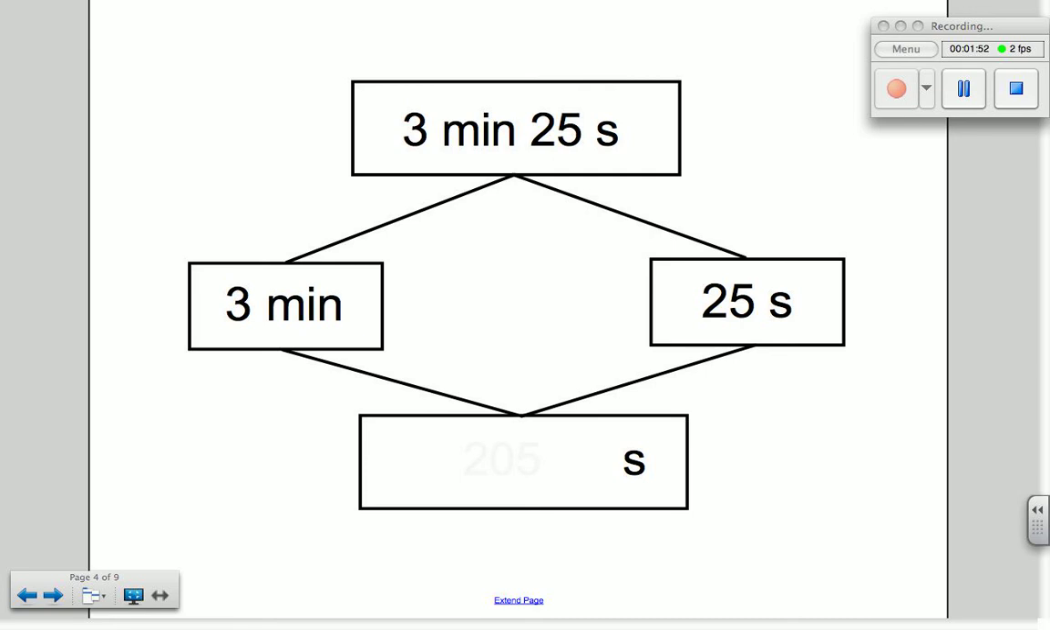Now we're going to take a look at this diagram. We begin in the top box with 3 minutes and 25 seconds. You can see at the very bottom we need to end up with the answer in only seconds. So let's break out the 3 minutes and 25 seconds into minutes and seconds. On the right side, we know we already have 25 seconds. So what we need to do now is convert 3 minutes into seconds. We know that 60 seconds is in 1 minute. So if we have 3 minutes, how many seconds do we have?